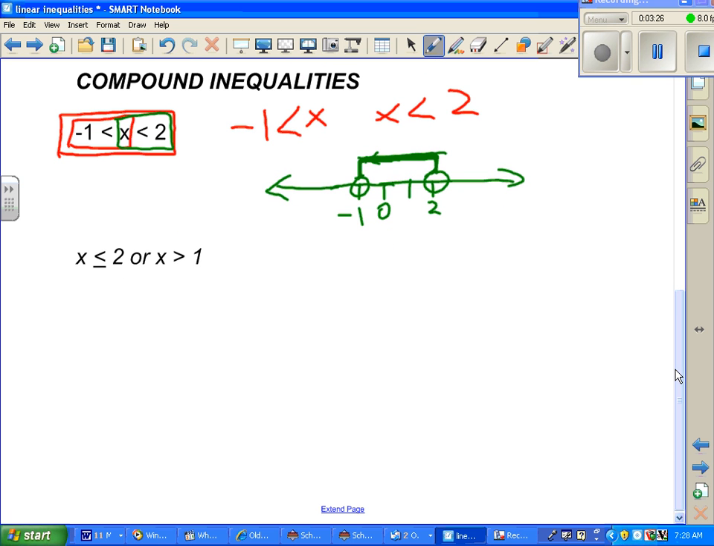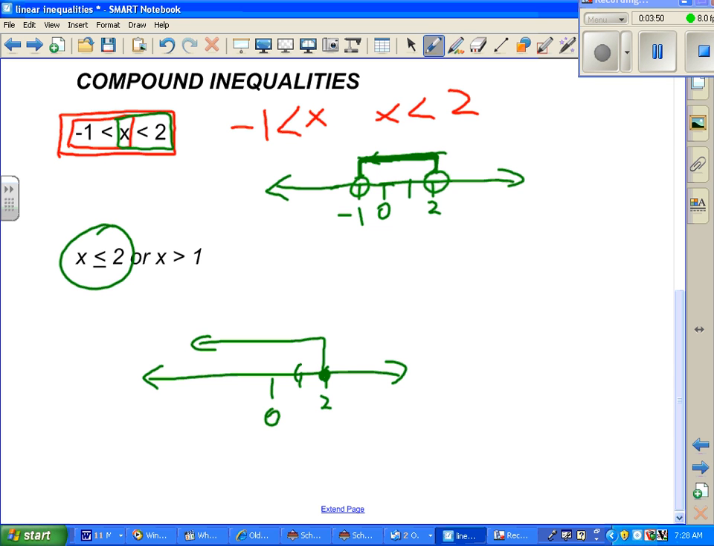Now if you have or, it's a little different. It's already got it into two equations. So x is less than or equal to 2, and x is greater than 1. So we're at 0, we go 1, 2. Since it's or, it's going to extend in both directions. It's not going to stop at either end like here, because this is an and. But in an or, they have to keep going in both directions. We'll get more into that on the next slide.